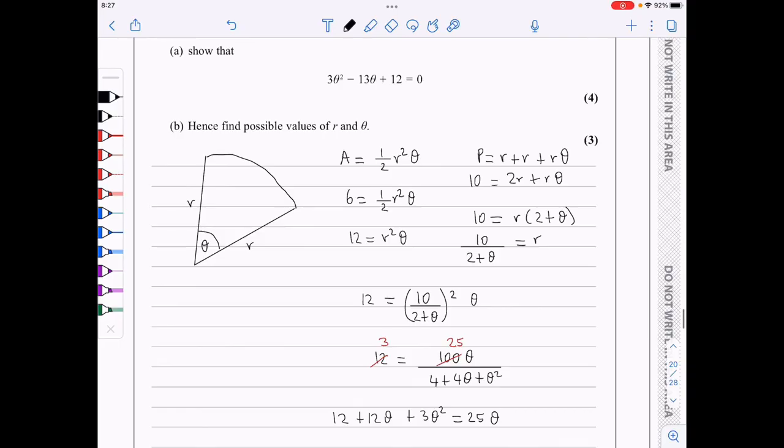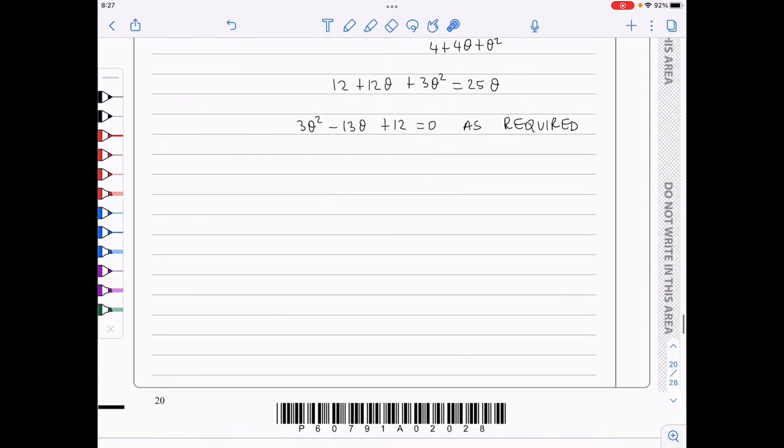In part B, it says, hence find the possible values for r and theta. Now I will start by solving this quadratic. It can be solved through factorization. (3 theta minus 4)(theta minus 3), which means that either 3 theta is 4 or theta is 3.